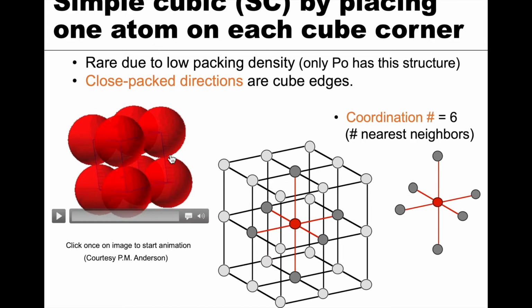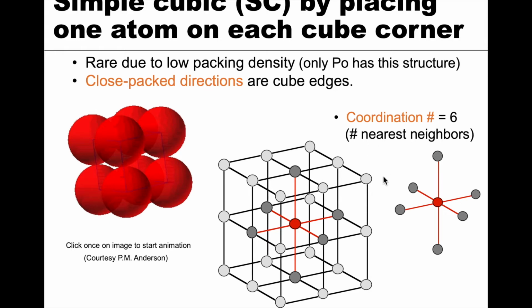And in terms of what we might call the close packing, so where things are touching, the close pack direction in this case, those are the edges. If you look at this space-filled model, you see that they're touching along this direction, which is the same as the cube edges. So that's where we have close pack directions.